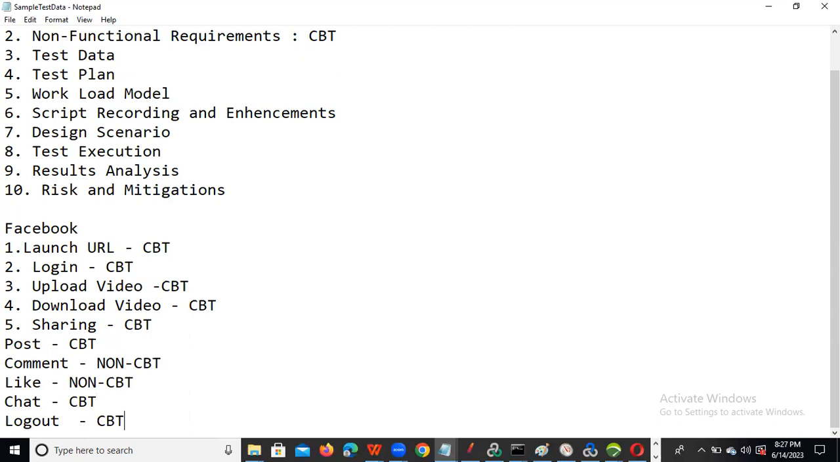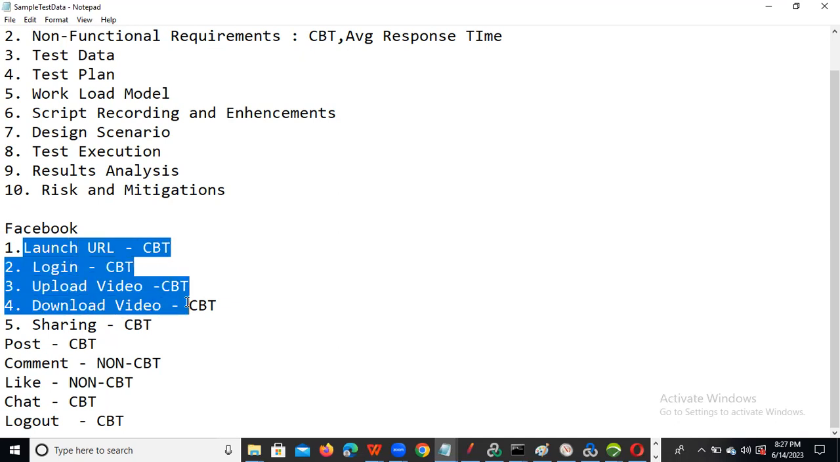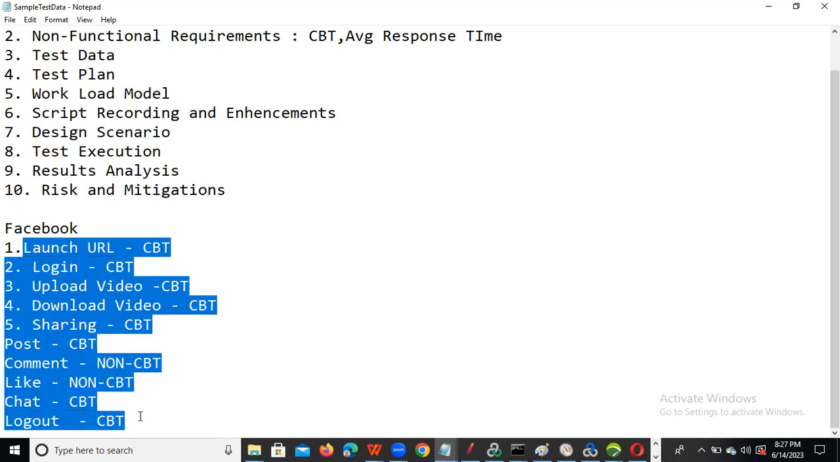So now it is clear, right? What is a CBT? What is a non-CBT? CBT means critical business transaction. Okay, that's fine. Then the next non-functional requirement is the average response time. We can consider it as an SLA.